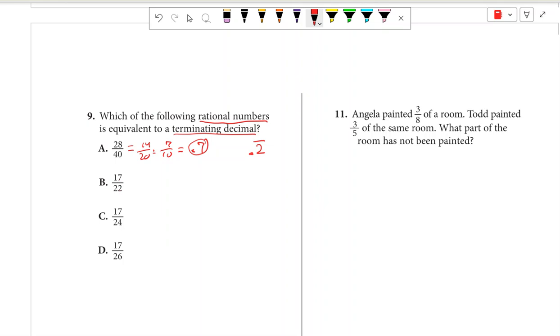17 over 22. 17 divided by 22, and 22 goes in 17 no times, it goes into 170, probably 7 times, I would guess. Let's see what happens here. 4 goes into there 8 times, and 4 goes into there 8 times. Not nearly enough. So we're going to go back to the drawing board on that one.